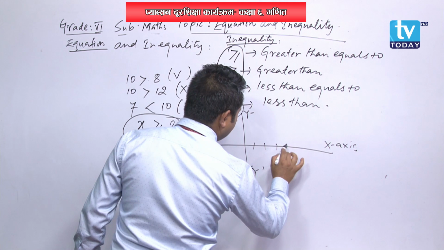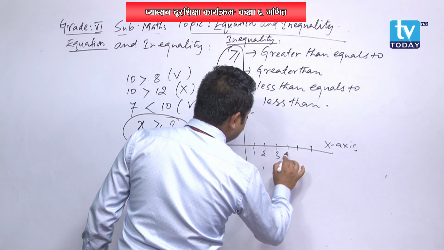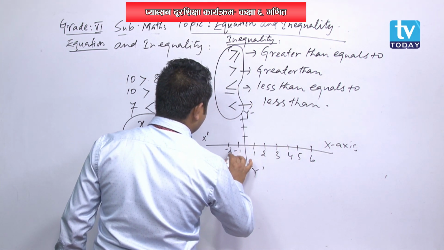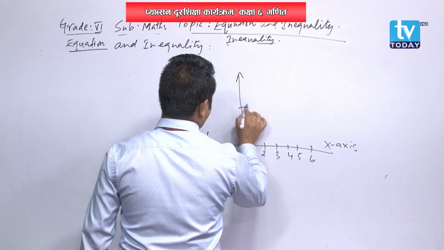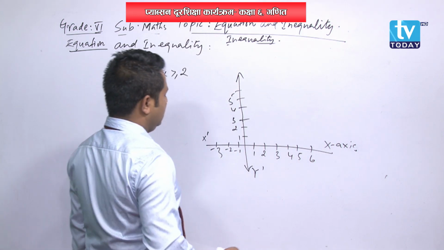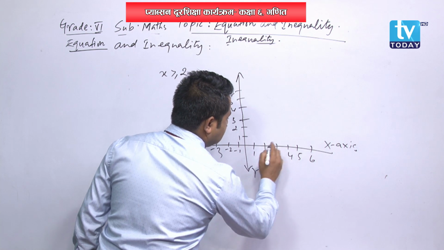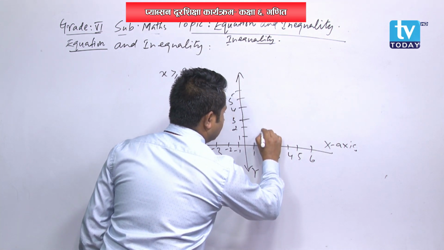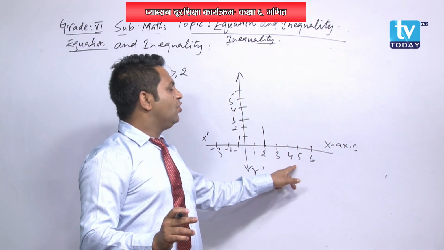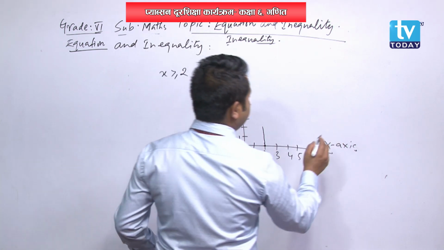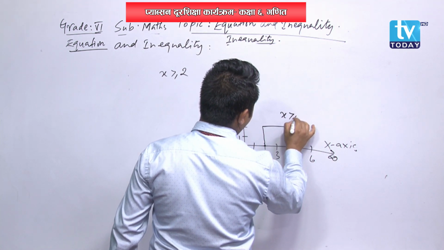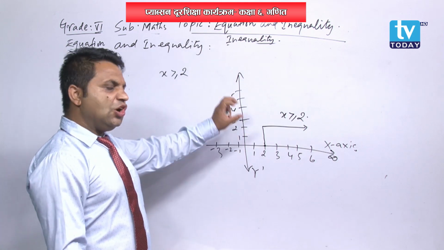Then 1 2 3 4 5 6, 1 2 3 4 5 6, 1 2 3, minus 1, minus 2, minus 3, 1 2 3 4 5. x is greater than or equal to 2. So the value of x, on this x axis, is greater than or equal to 2. It may be equal to 2 or greater than 2, that means it may be 3, 4, 5, 6, 7 up to infinity. So the value of x greater than or equal to 2, you can show in this way. We will discuss all these things in detail later on.